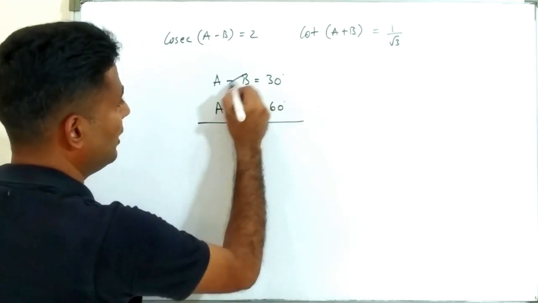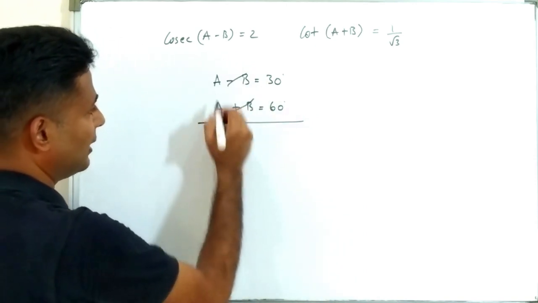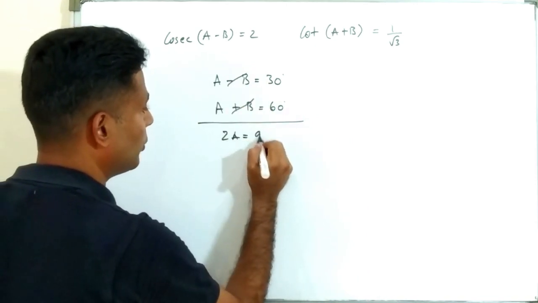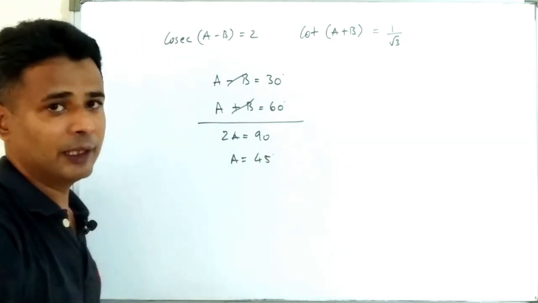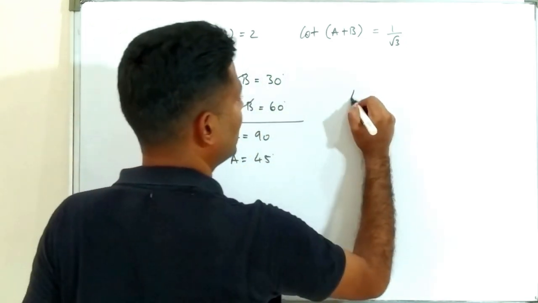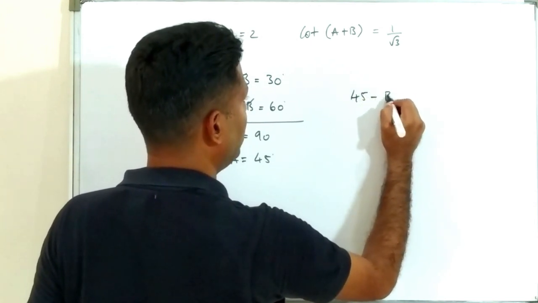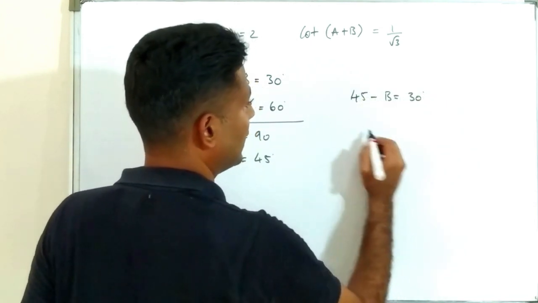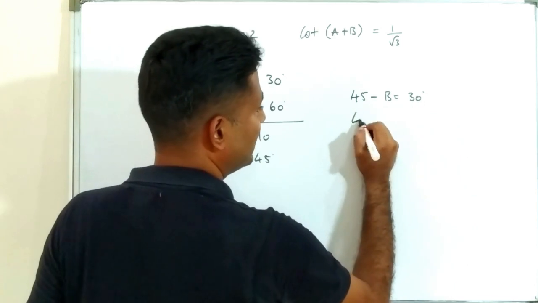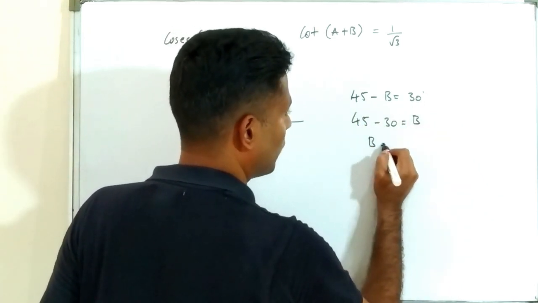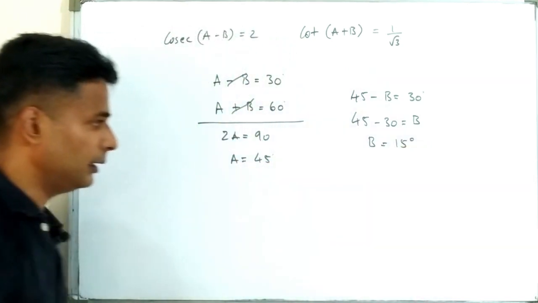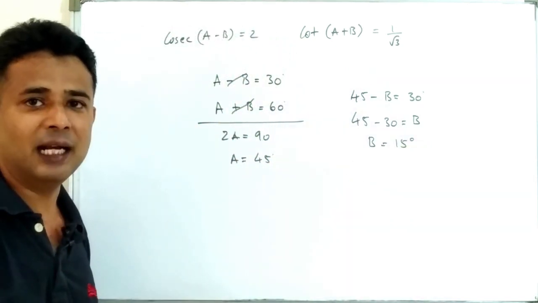Now by the elimination method, while adding, this will cancel, and I'll get 2a equal to 90. So a equals 90 by 2, 45 degrees. Now we have a minus b equal to 30. So 45 minus b equal to 30 degrees. So I'll take b to this side and 30 to that side. So 45 minus 30 equals b. So b equals 15 degrees. So we got a as 45, b as 15.